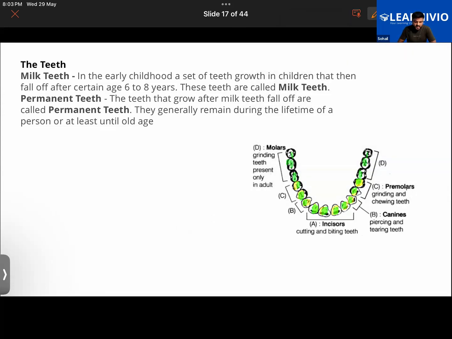In early childhood, a set of teeth grows in children that later falls off between the age of 6 to 8 years. That is called milk teeth. That is the first set of teeth that you had as a child. After these teeth fall off, a new set of teeth will grow that will remain till they die. That is called permanent teeth.